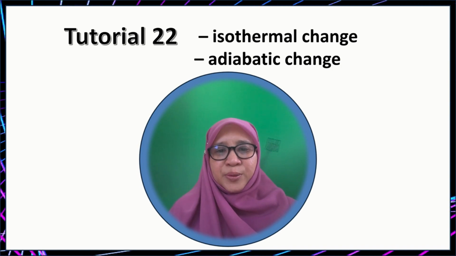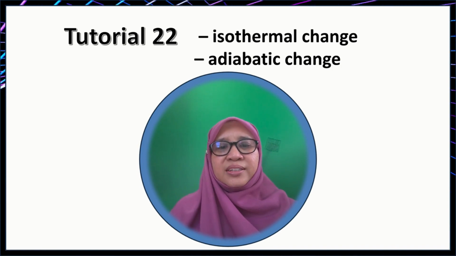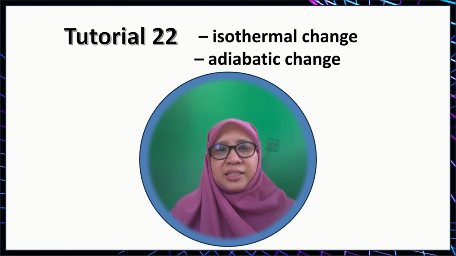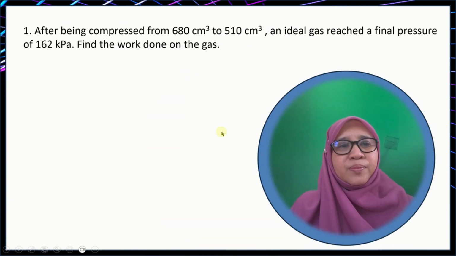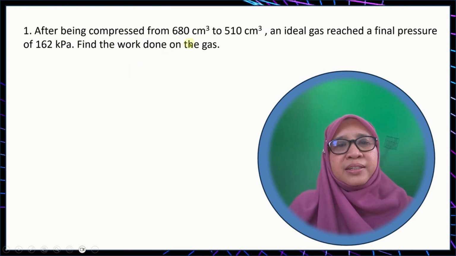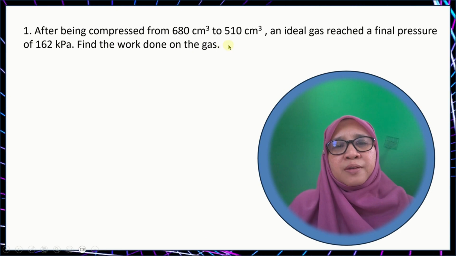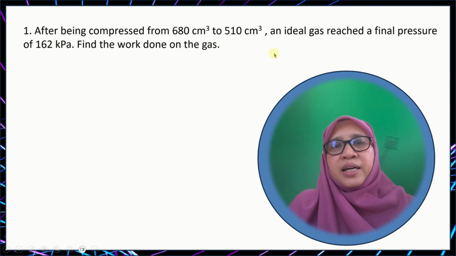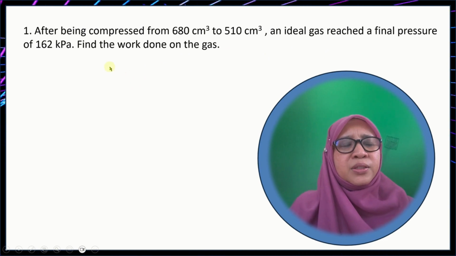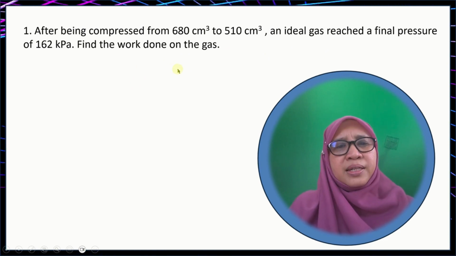In this video, we are going to discuss tutorial 22. The topic is isothermal change and adiabatic change. Okay, question 1. After being compressed from 680 cm³ to 510 cm³, an ideal gas reached a final pressure of 162 kilopascal. Find the work done on the gas.